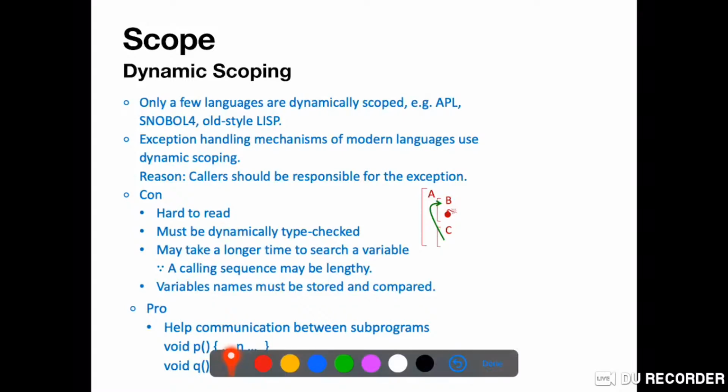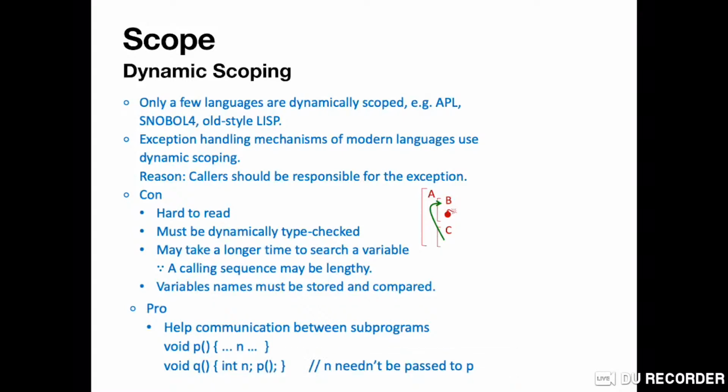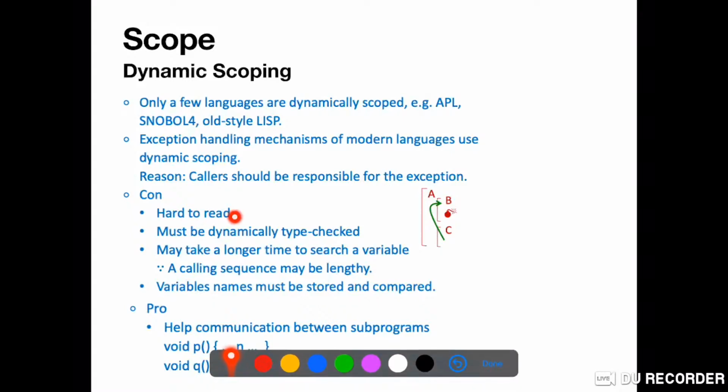But the problem is, why on earth would we ever need this kind of program? You can just pass n as a variable inside p. This kind of program is hard to read, because when someone reads the program p, he doesn't know where n is, and this function q can be defined in a completely separate file, completely separate module, so it makes the program very, very hard to read.